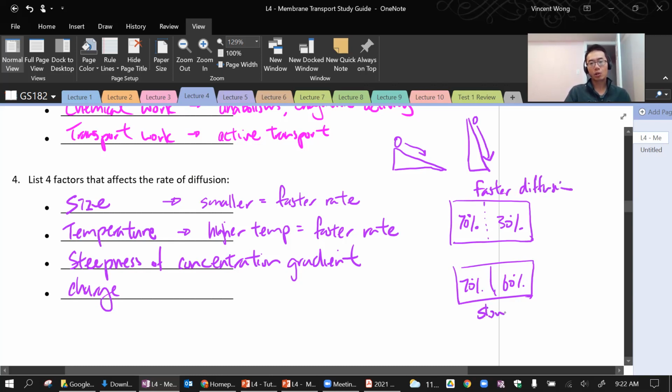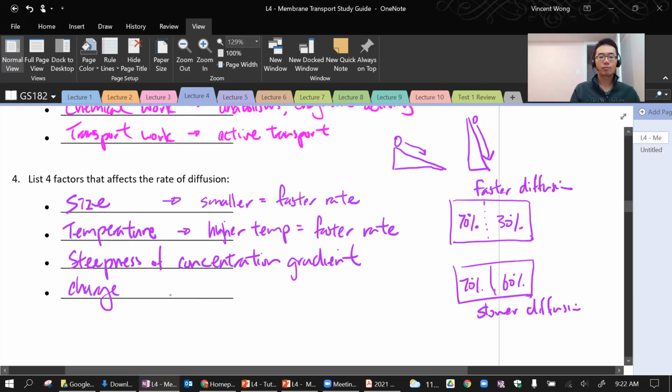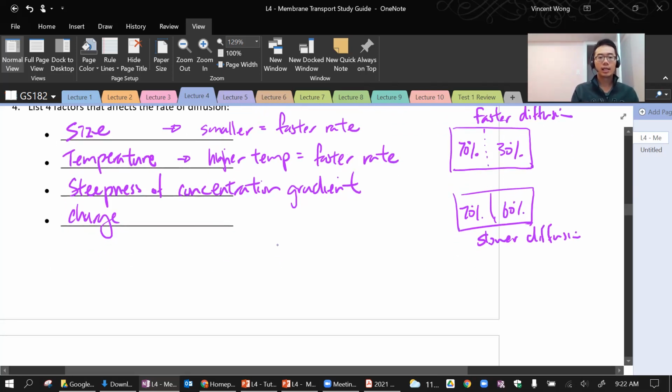Okay, and this would have slower diffusion initially, okay? Because the concentration gradient, the difference between the two points, is bigger. Okay, gradient just means difference, right? Okay, and then the charge, right? So let me explain the charge.